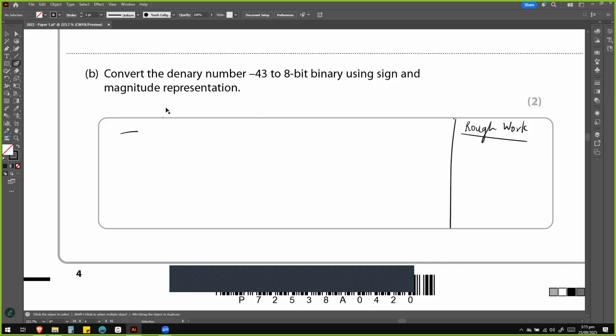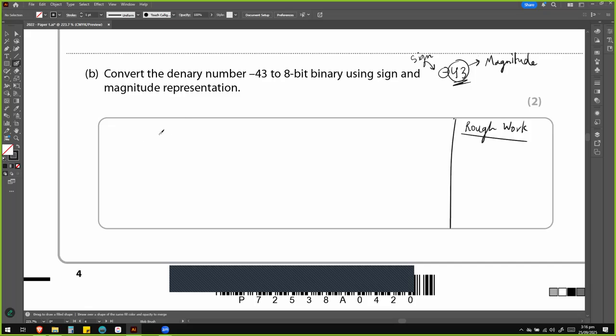So firstly, I'm gonna do some calculations, just for explanation purposes. Obviously you guys don't write here. You will write within the box provided, okay? Do not write outside of it. So minus 43, we're going to have to consider this and this as 2 separate things. This again is the sign, and this is the magnitude.